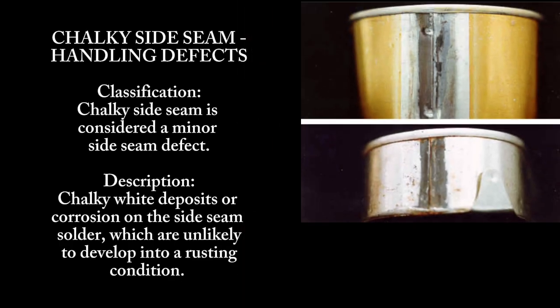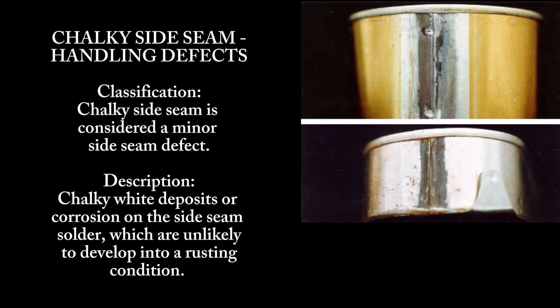Another one is chalky side seam, under handling defects. Chalky side seam is a minor defect characterized by the appearance of white chalky deposits or mild corrosion on the shoulder of the side seam. This condition is usually not severe and is unlikely to develop into more serious rusting or degradation of the can. The common sources of this are alkaline boiler water carryover. Water with a pH in the range of 8 to 9 may cause chalky deposits on the side seam.